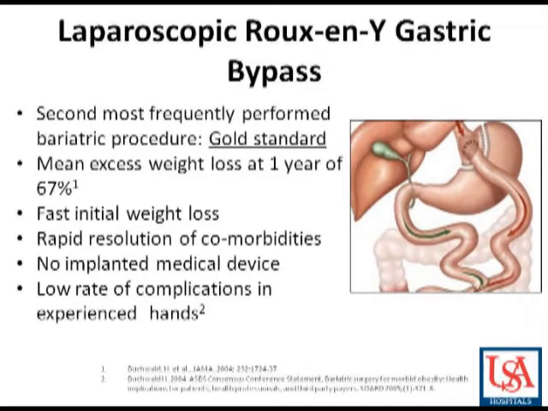Now it's being overtaken. All 3 procedures work extremely well and work to change the physiology of eating. Mean excess weight loss at 1 year of about 67%. There's a very fast weight loss that goes on for about a year and a half after surgery. Rapid resolution of many comorbidities. No implanted medical device. Low rate of complications in experienced hands.